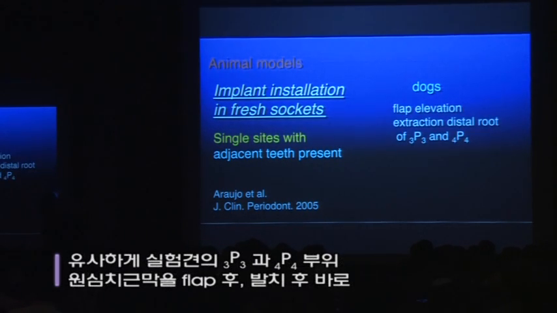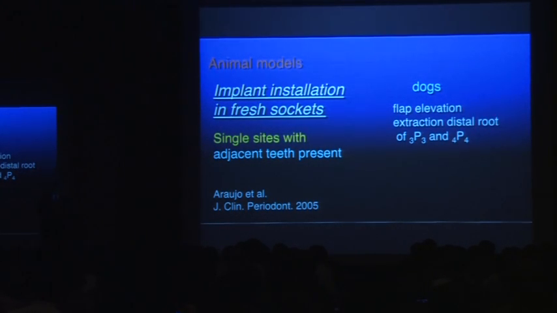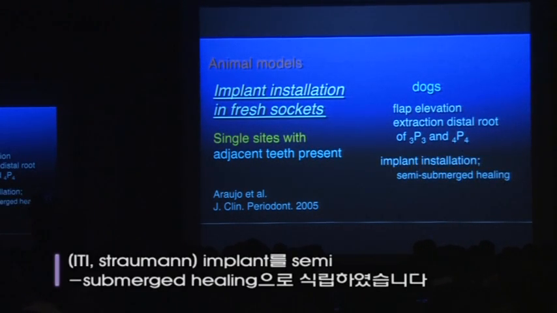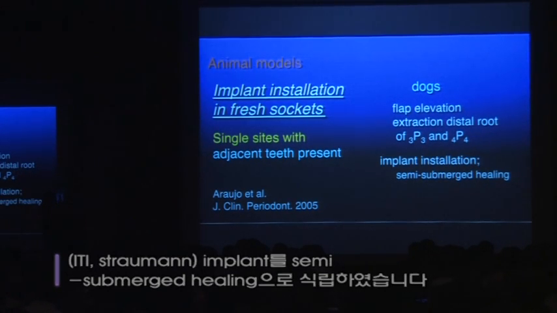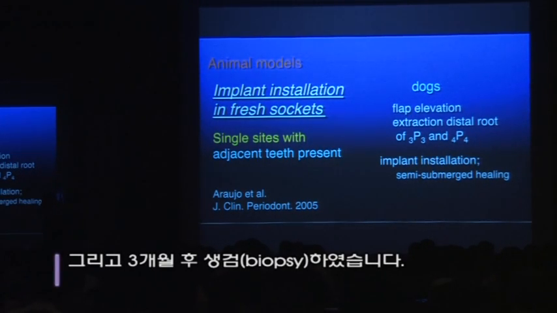We again elevated flaps because that doesn't influence the outcome. We extracted the distal roots of the third and the fourth premolars on both sides of the midline, both on the right and the left side. And then we installed implants and allowed a semi-submerged healing. The implants that we used were ITI implants, Straumann implants. And then we took biopsies after 3 months.